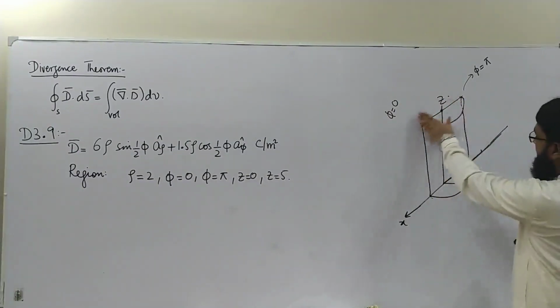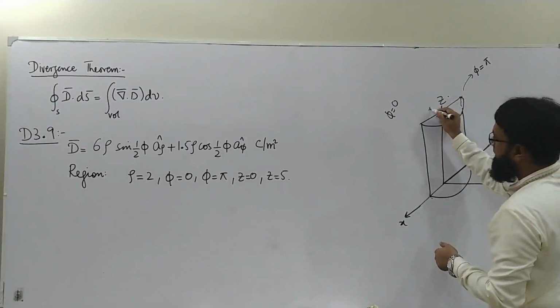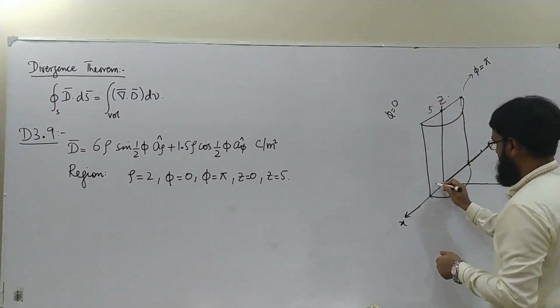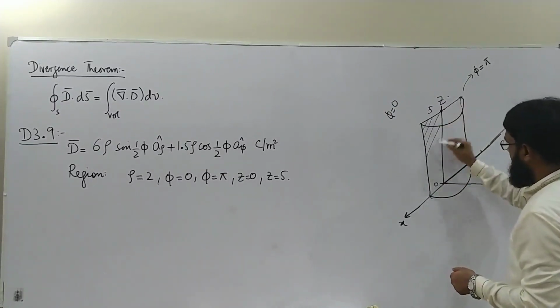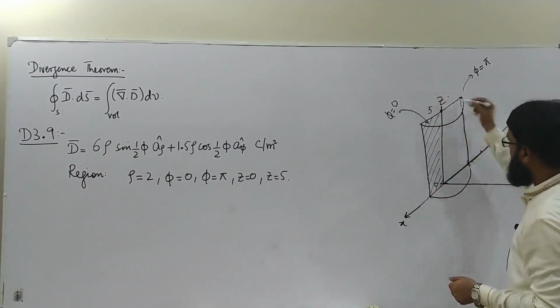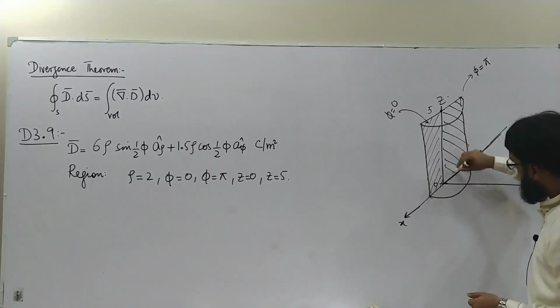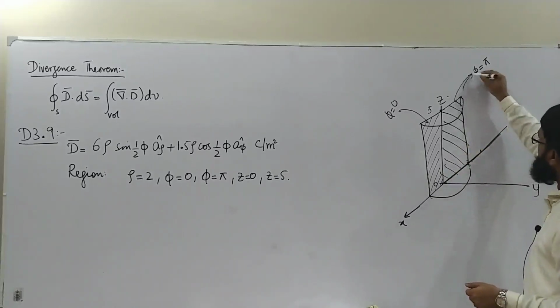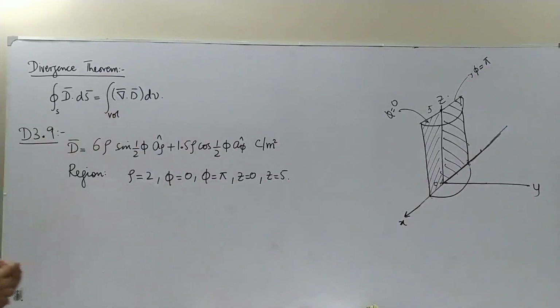This top is z equals 5, and this bottom is definitely z equals 0, and this shaded plane is the phi equals 0 plane, and this shaded plane is the phi equals pi plane. So this is the region over which we have to calculate.